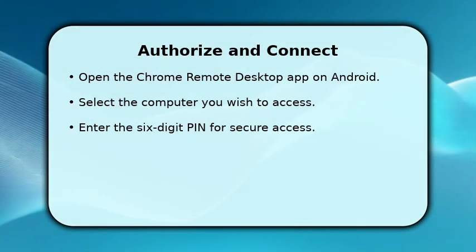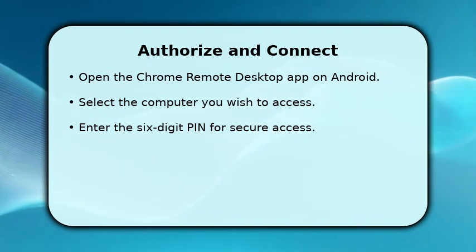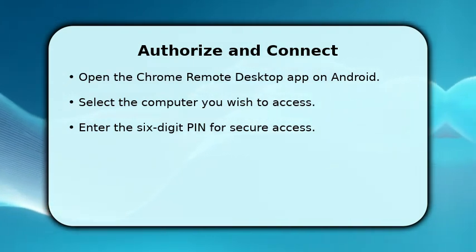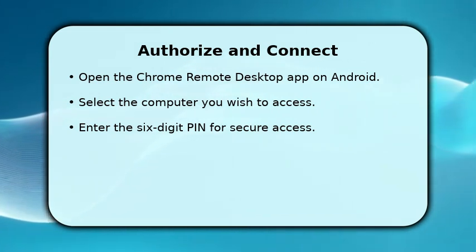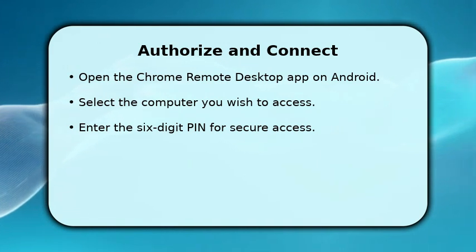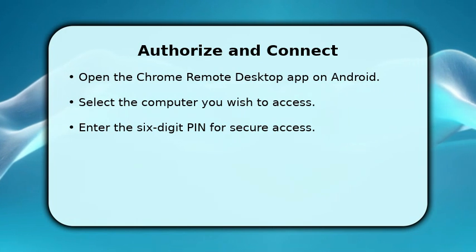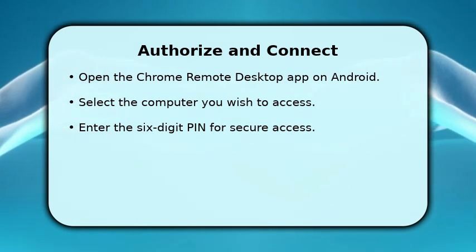Once both applications are installed, open the Chrome Remote Desktop app on your Android device. You'll see a list of your available computers that have the extension enabled. Tap on the computer you want to connect to. For security, you'll be prompted to enter a 6-digit PIN that you previously set up on your computer. This ensures only authorized users can access your desktop remotely.